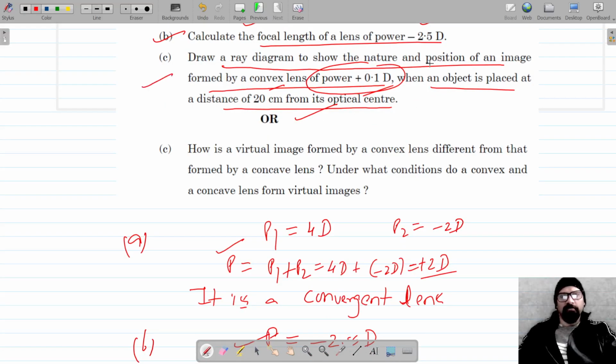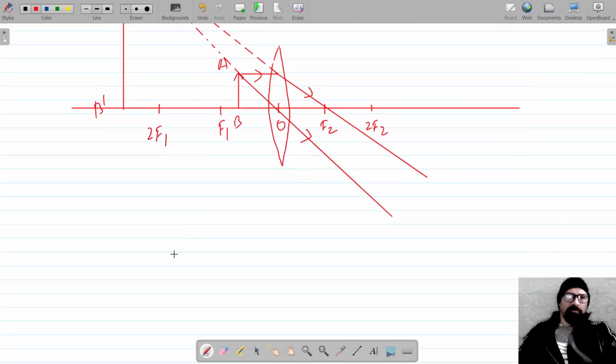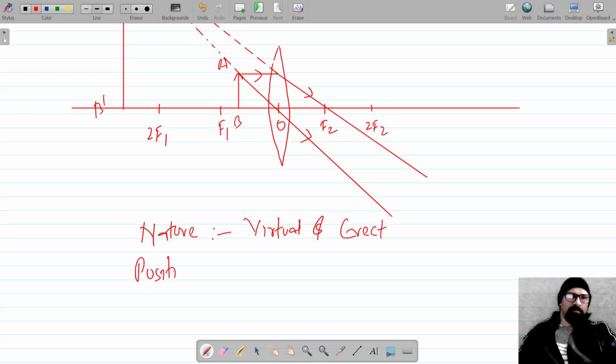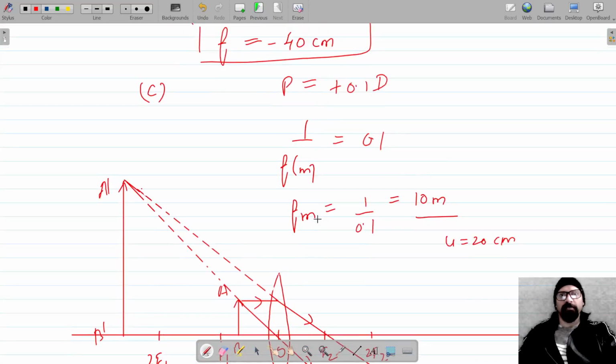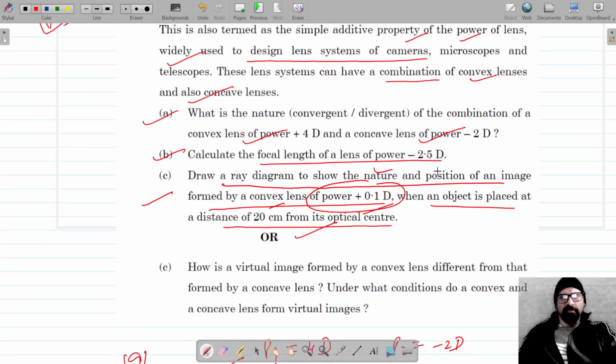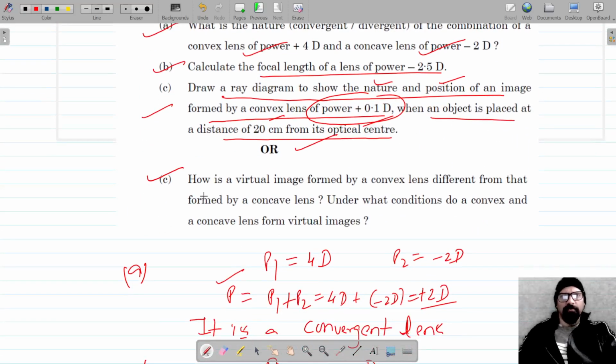So this is the ray diagram. We have drawn the ray diagram to show the nature and position of the image formed. The nature of the image is virtual and erect, the position is beyond the center of curvature, and it is highly magnified. Now the next question: how is a virtual image formed by a convex lens different from that formed by a concave lens?